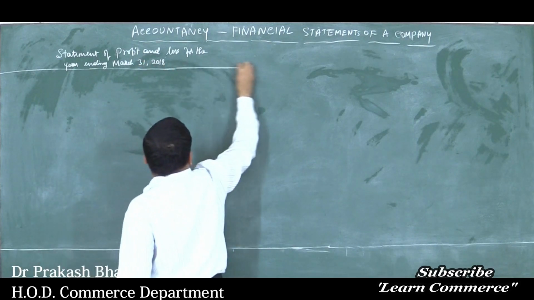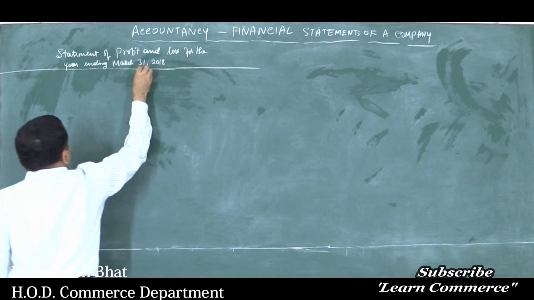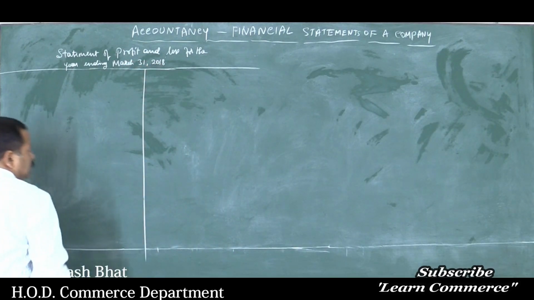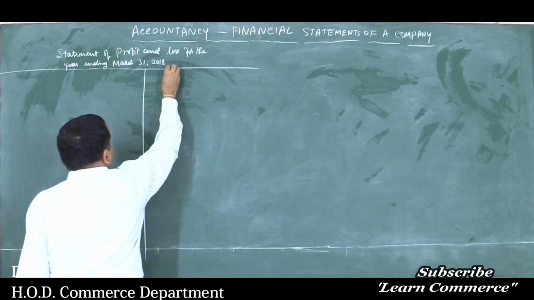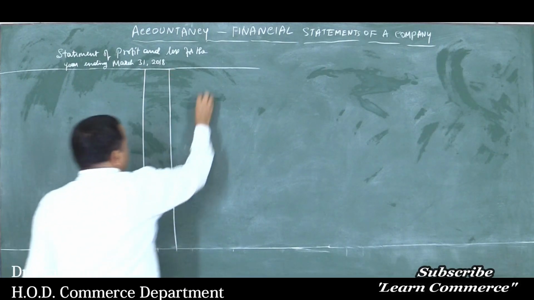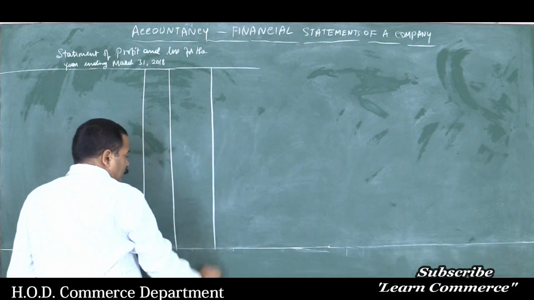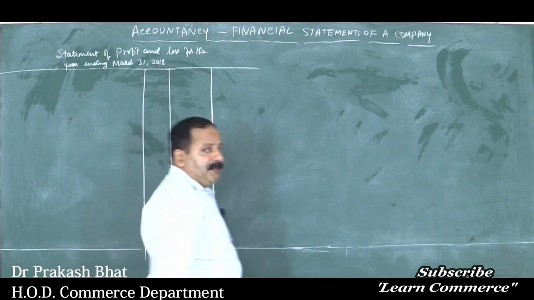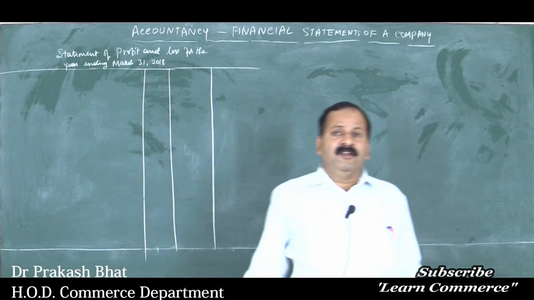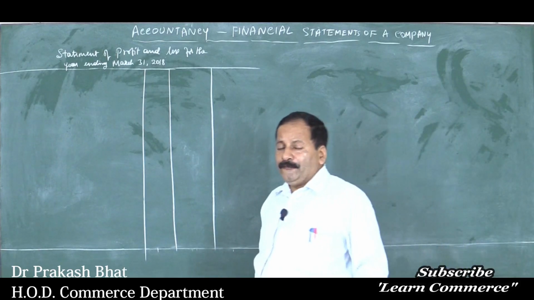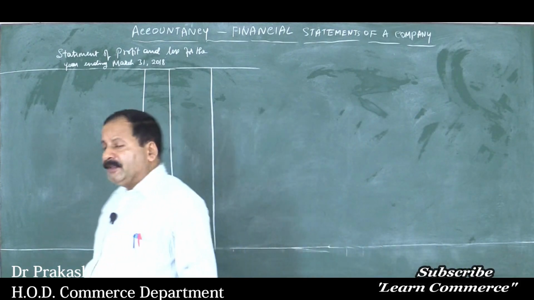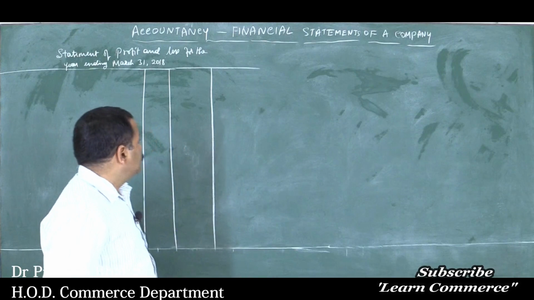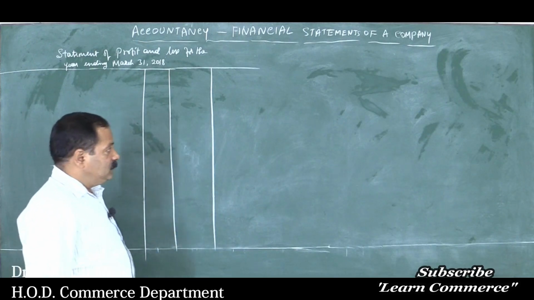Particulars, note number. Just write the column headings. Particulars, note number, figures as at the end of current reporting period, rupees, and figures as at the end of previous reporting period, rupees. Write the headings fast. Do it fast. Let us move.